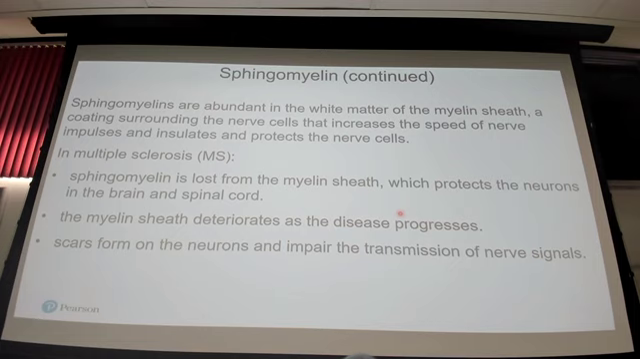scars will form on the neurons. Scar formation is the body's way to try to correct this problem, but unfortunately, the scars make the multiple sclerosis worse because those scars will inhibit nerve transmission. So, take-home message is that sphingomyelin is a component of the myelin sheath. When the myelin sheath is lost for whatever reason, that is one of the hallmark features of multiple sclerosis. Any questions?